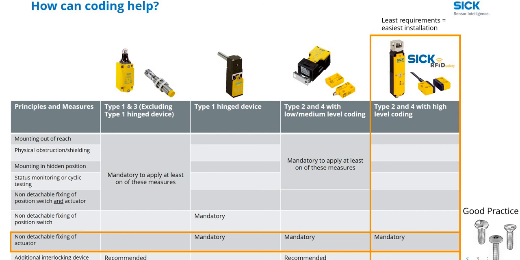So what this means is we don't have to consider mounting this out of reach. We don't have to consider shielding the interlock so that nobody can access it. We don't have to mount in a hidden position. We don't have to use PLC cyclic testing. Really the only requirement is to, again, use good practice of safety screws. So that is the really shorthand version of demystifying these coding levels. Why would I want to use it versus why would I not want to use it, and how do I apply it? So how does this actually affect me when maybe I'm applying this to a door?